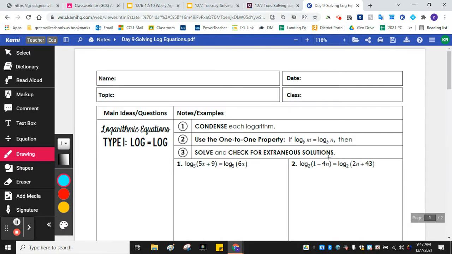So if there's two logs, make sure you condense it down so that there's only one log on each side of your equation. And then you can just set what you're taking the log of equal to each other. So here, this is log of 5 and log of 5. And that just means they're going to do the same operation to each other. So you can just set the inside equal to each other. And that's the equation you'll be solving.